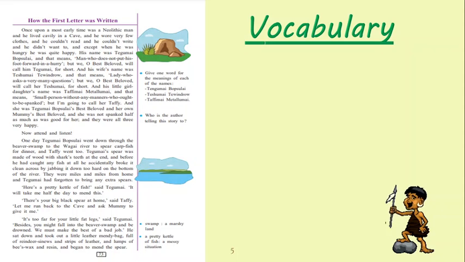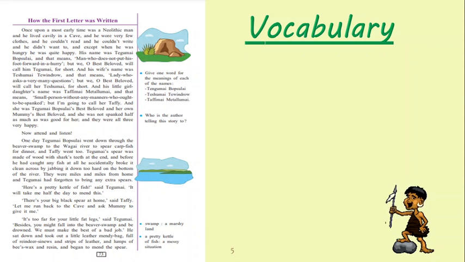How the first letter was written. Once upon a most early time was a Neolithic man, and he lived cavely in a cave and he wore very few clothes, and he couldn't read, and he couldn't write, and he didn't want to. And except when he was hungry, he was quite happy. His name was Tegumai Bobsulai, and that means man who does not put his foot forward in a hurry. But we, O best beloved, will call him Tegumai for short.